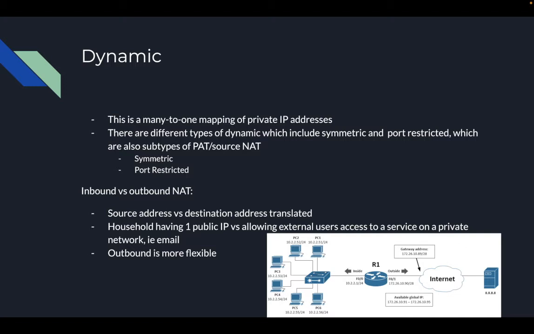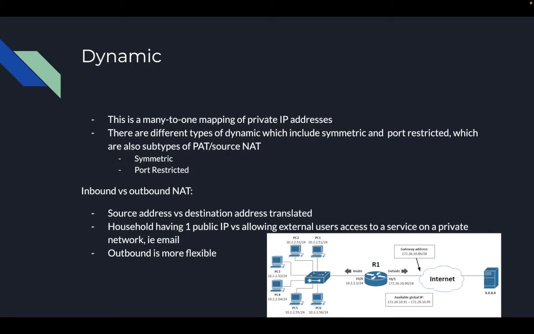There are different types of dynamic NAT addressing, which include symmetric and port restricted, but those are also subtypes of port address translation or source NAT. And then there are also inbound versus outbound NAT, and that is more subtypes of directly dynamic NAT. So the source address, the inbound NAT will translate the source address, whereas the outbound NAT will translate the destination address first. So that's basic.